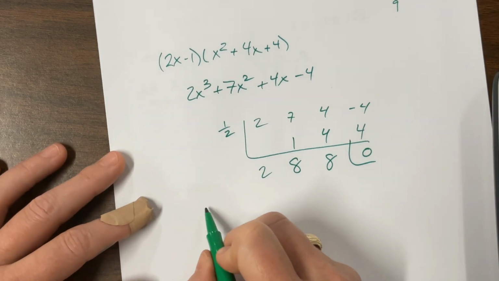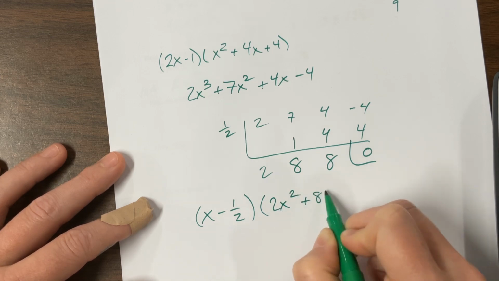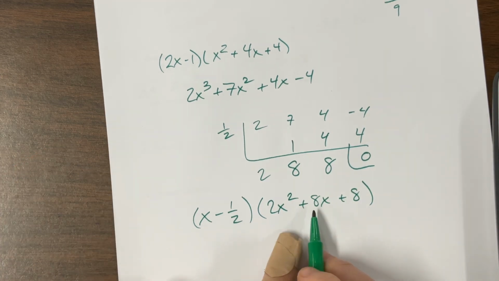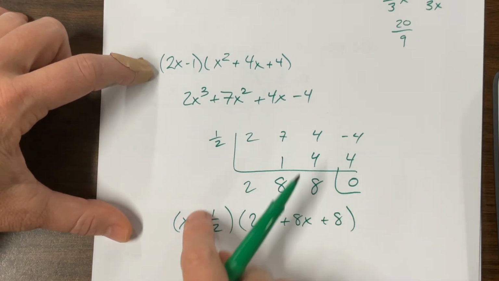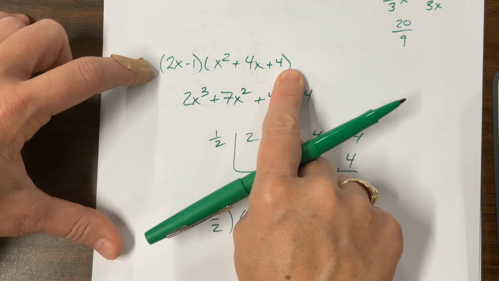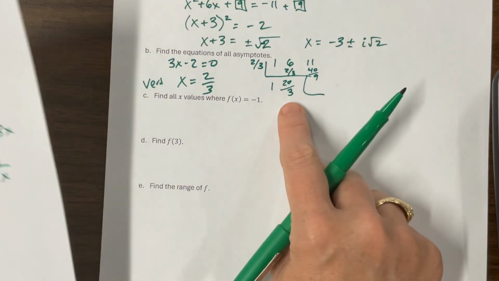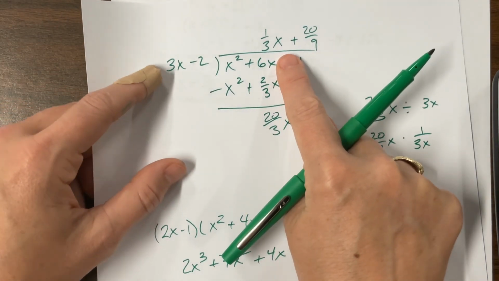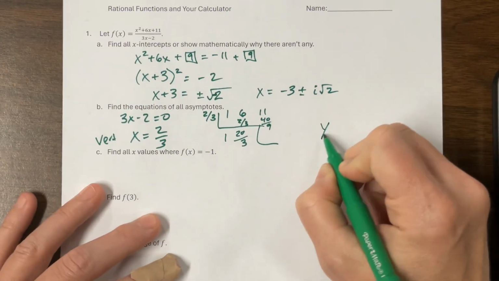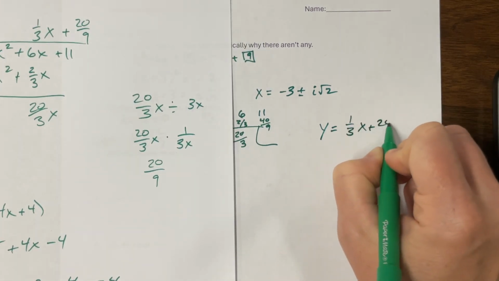So what I just found is x minus 1/2 times 2x squared plus 8x plus 8. Notice this is not what I started with, but if I factor out a 2 from here and multiply it through this one, it gives me back to where I started. So that's why I hesitate to do synthetic division here. So I shouldn't have ever even bothered. Sorry, you can ignore a lot of what I just said, but the final answer on this one became y is equal to 1/3 x plus 20 over 9.